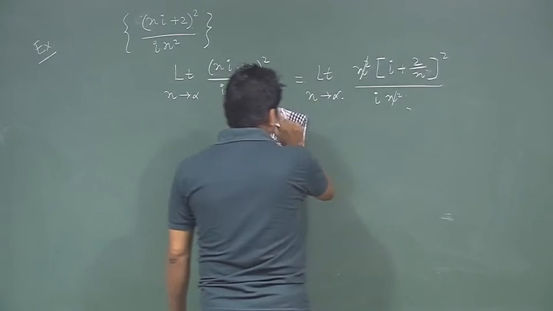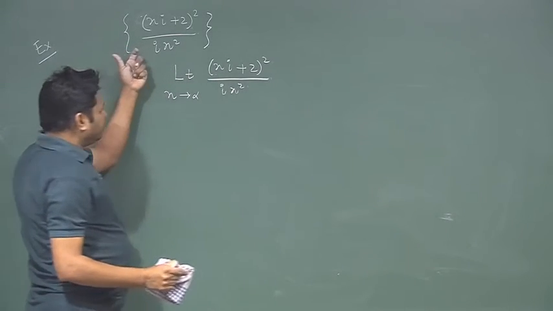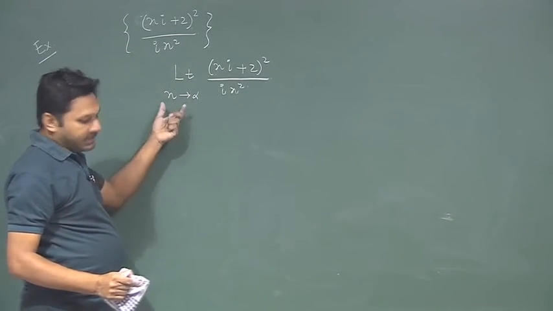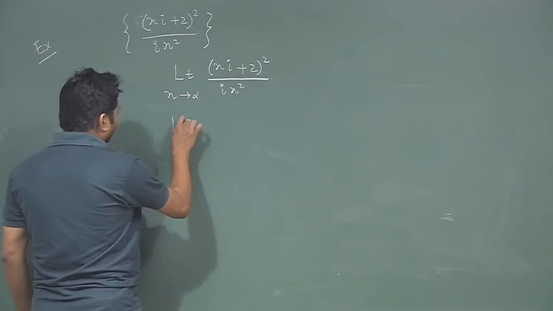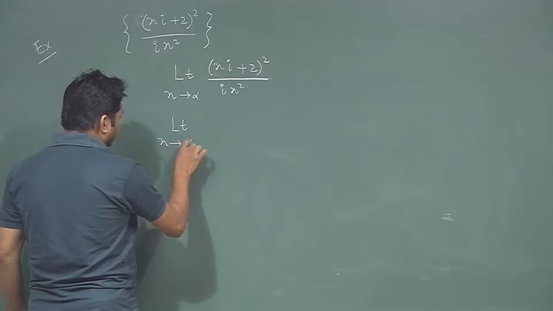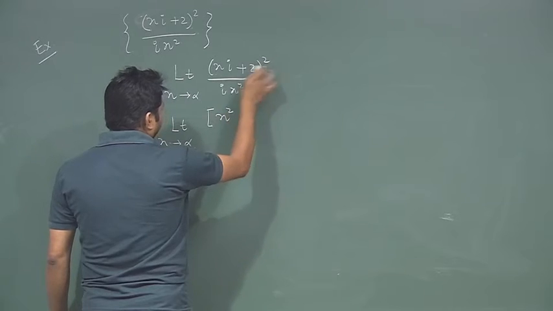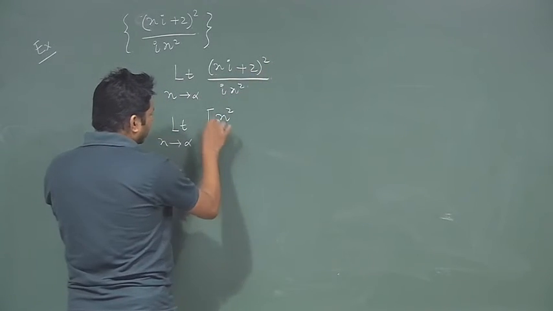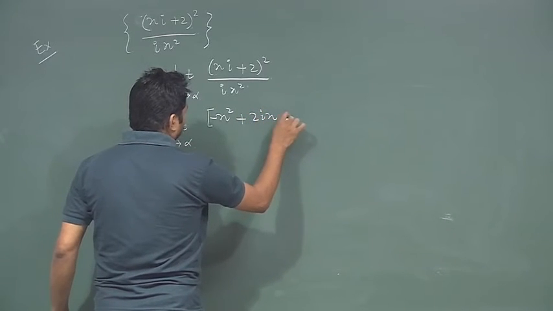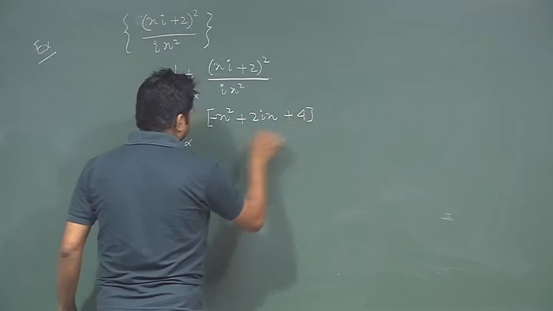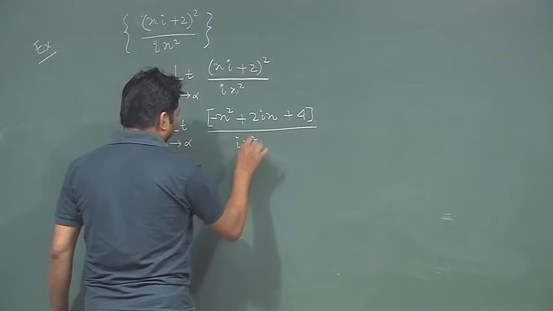You can also verify that this quantity's real and imaginary part as n tends to infinity goes to... okay, let me see. I need to find out this limit, right? So, I can separate it out into real and imaginary parts. If I make the square, it will be minus of n square plus 2 I n plus 4 divided by I of n square.